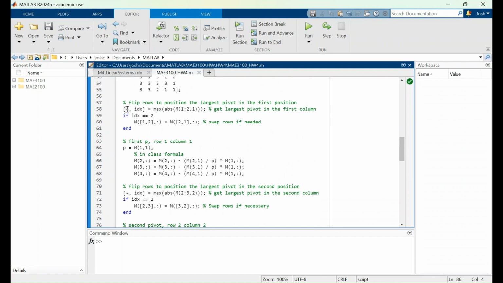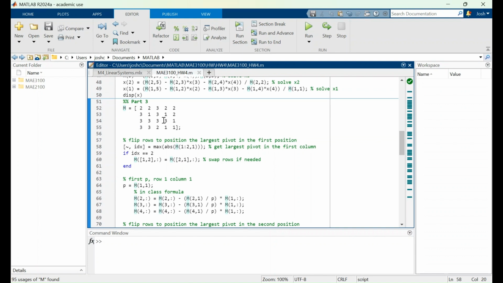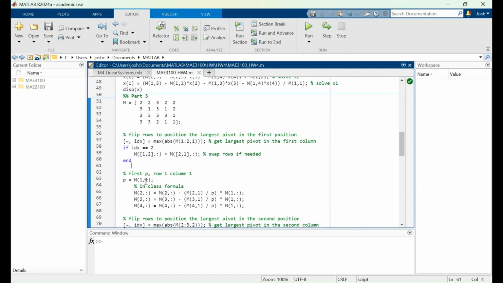I'll go into depth a little bit on this. So this first value, this just kind of ignores it. The second is this index, and you set it equal to the biggest absolute value. So all these are positives, so the absolute value doesn't really matter, but it's the larger value between row 1 and 2 in column 1, so the larger between the two. If index logically equals 2, then you do the swap that you need to do. And then it's just the same thing.